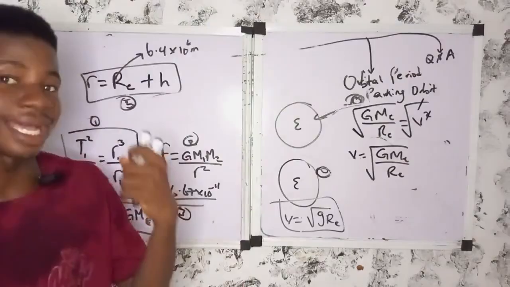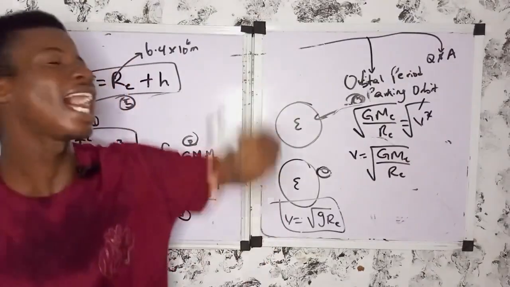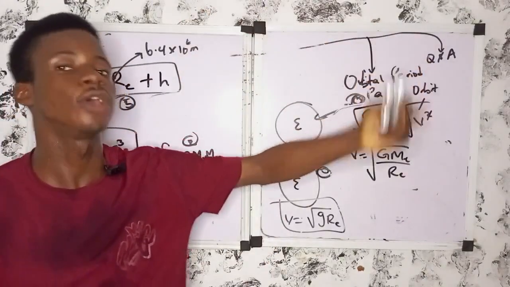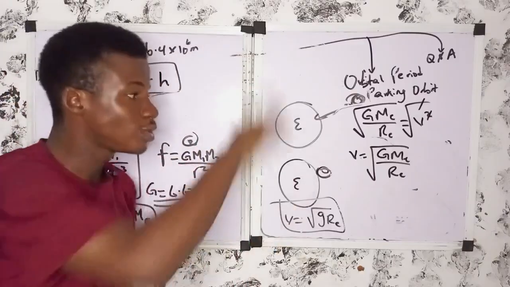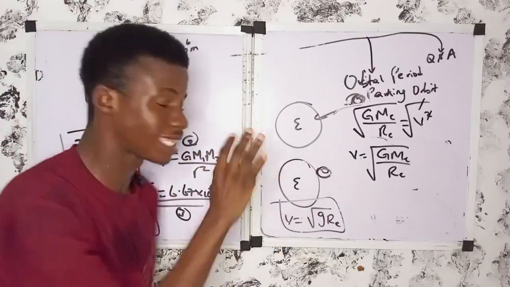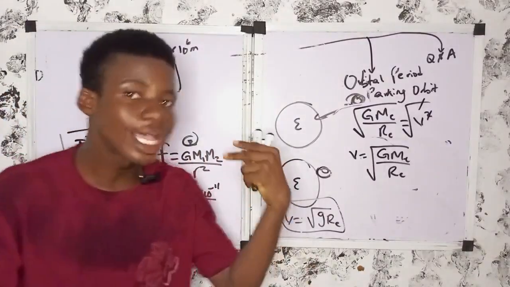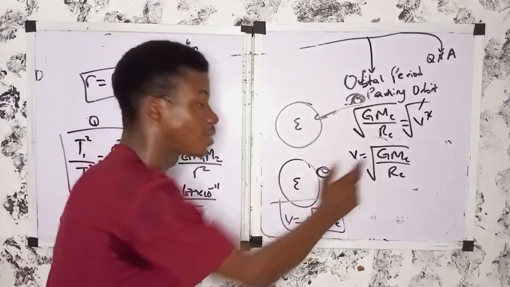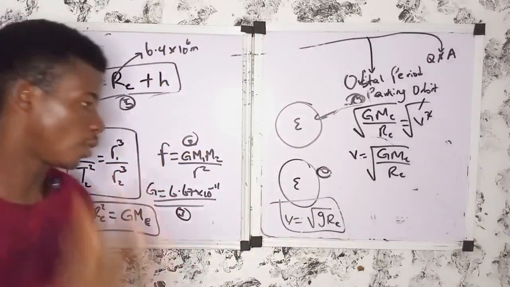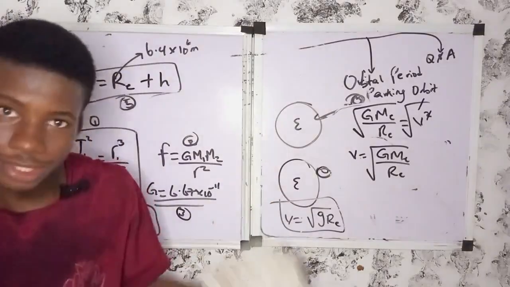In the question they can say the satellite is at an altitude away from the Earth. In that case, for the orbital velocity, you are going to use the previous formula that I derived for you guys. When they say the satellite is at the surface of the Earth, you can use either of these to calculate the orbital velocity. So don't stress yourself.